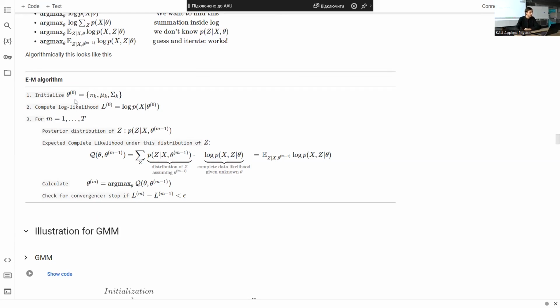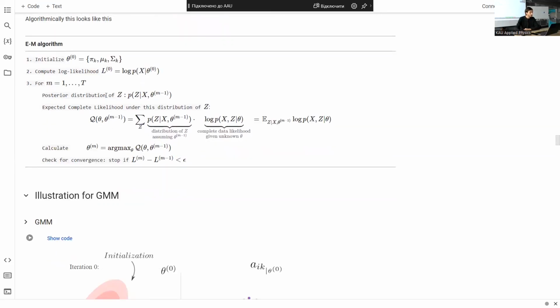And we have this EM algorithm that works quite similarly. So we have to initialize our parameters, we compute the log likelihood, and we find the posterior distribution of Z, and then the expected complete likelihood under this distribution. So when we have P(Z | X, theta), this is basically our a_ik. So the probability to belong to some distribution depending on the information that you have. You have some data set, you have some parameters from the previous step, and you can guess based on that what the probabilities are.